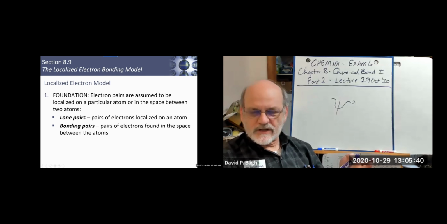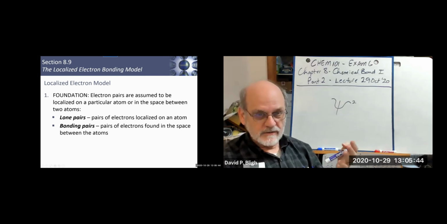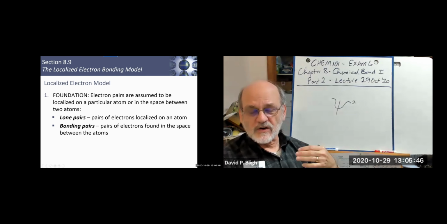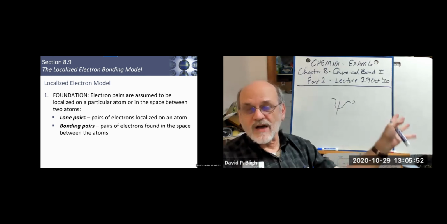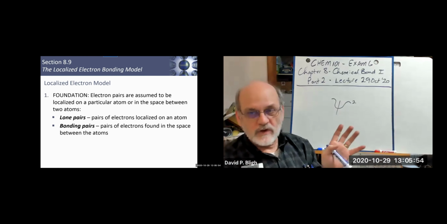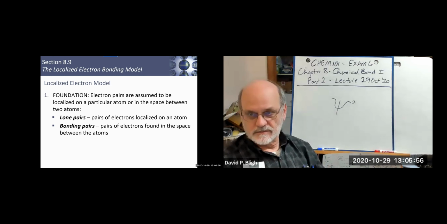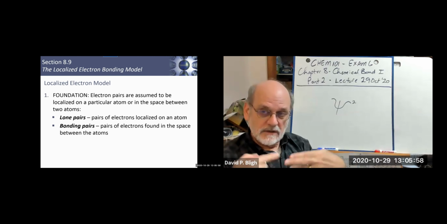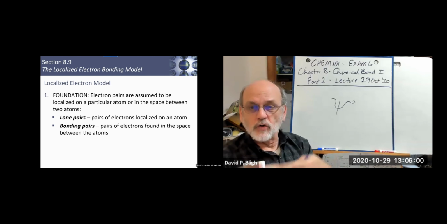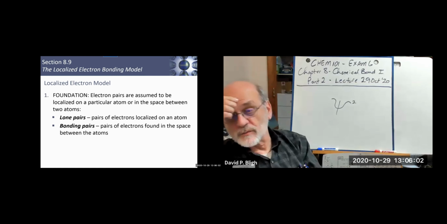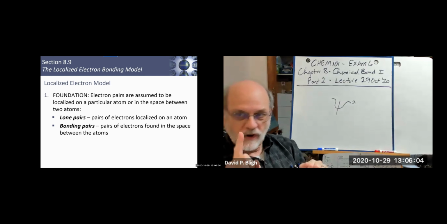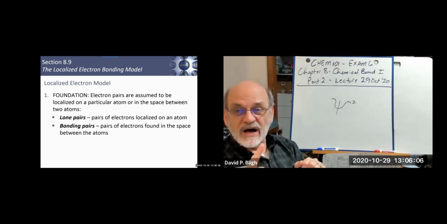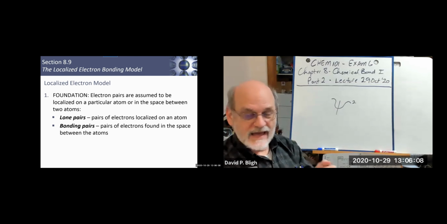So there you have the foundation. Electron pairs must be assumed, one of our assumptions, to be localized on a particular atom or in the space between two atoms. So it doesn't smear out over any other regions in the molecule. It's localized either as a lone pair of electrons, localized to one atom, or as a bonding pair, between atoms.